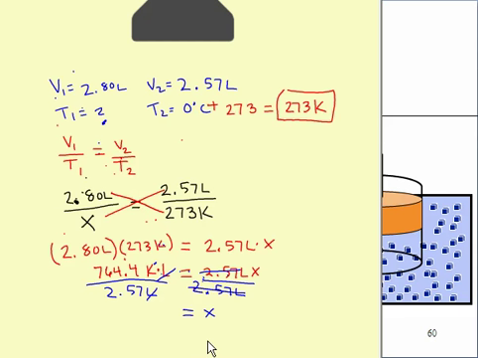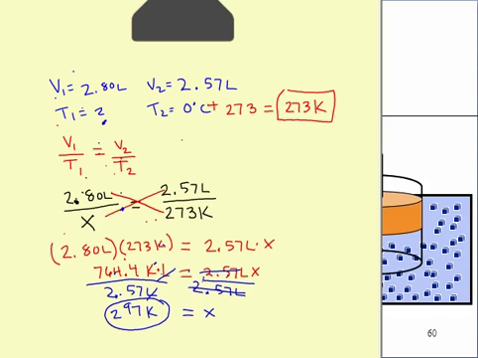So now I have X all by itself, and when I take 764.4 and divide it by 2.57, I get 297 Kelvin. I'm going to circle this. Now notice I have Kelvin because my kelvins were left over from my multiplication here. They didn't cancel out.